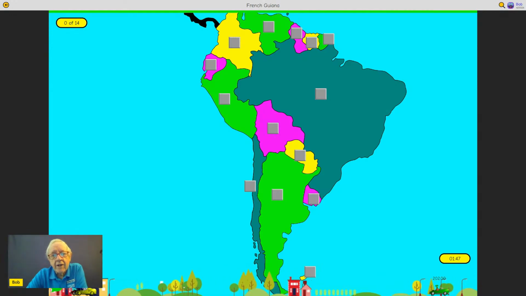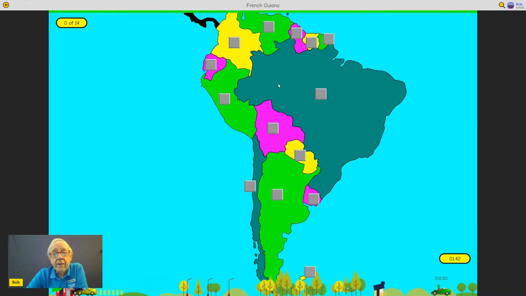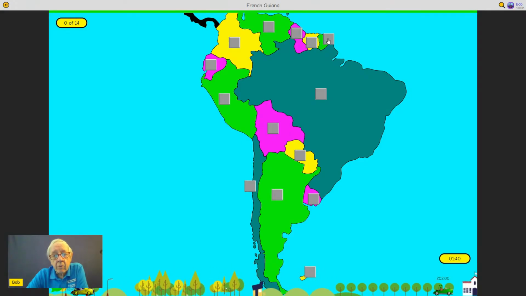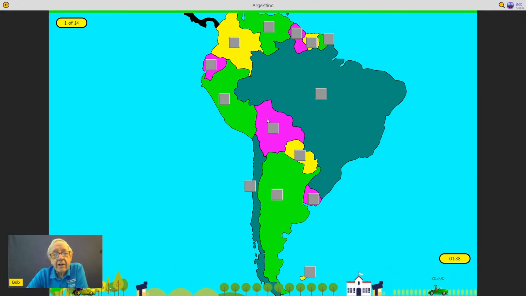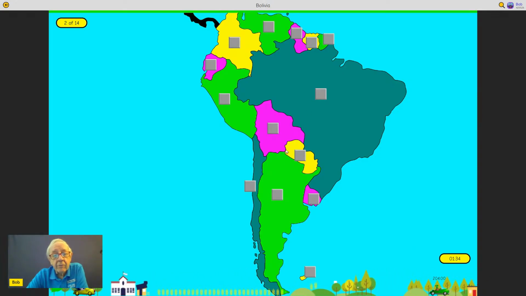I'm just so excited to show you how the system works. We're in test mode now. It asks for French Guiana. Notice that I still get a green light. It asks for Argentina. I get a green light, but the buttons do not disappear in test mode.